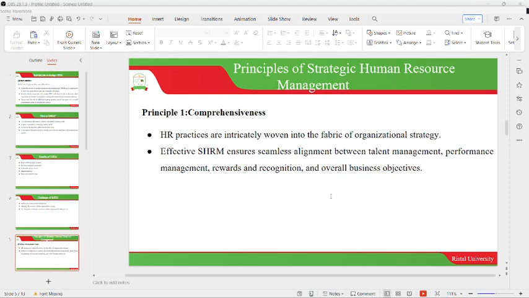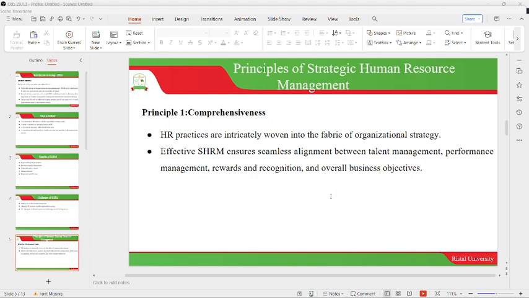For example, let us talk about recruitment. If you ignore recruitment, and you want to focus on building strategic human resource, and then in your recruitment process, you are not doing enough to make sure that you recruit competent employees, that means you're going to end up recruiting people who are not competent enough, but you expect a lot from them. So that is the principle of comprehensiveness.